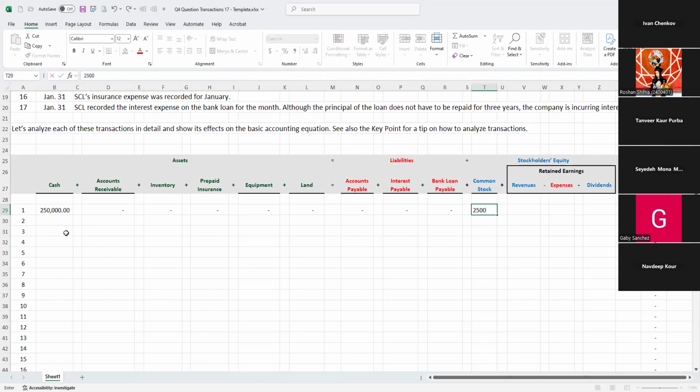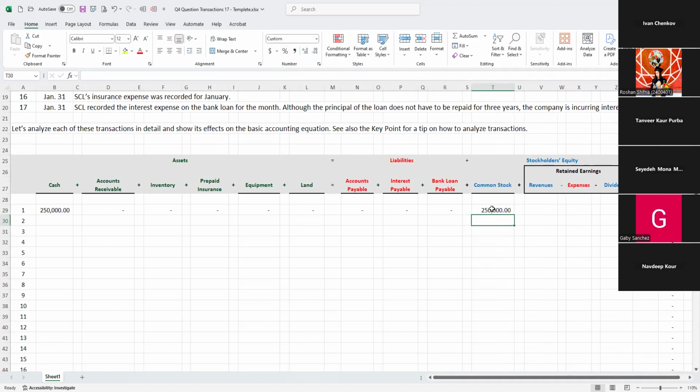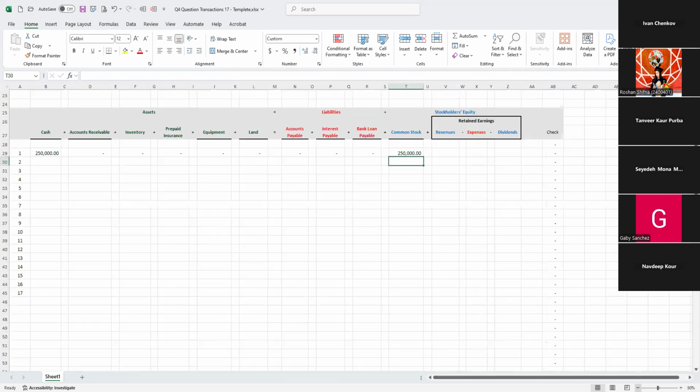$250,000. Right? Oops, that's too much. That's better. So once we do that, is this revenue? No. Is this expense? No. Is this dividend? No. Are we in balance? Yes. Now, the last column here is the check.